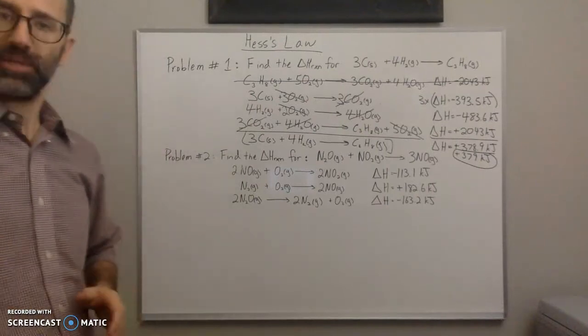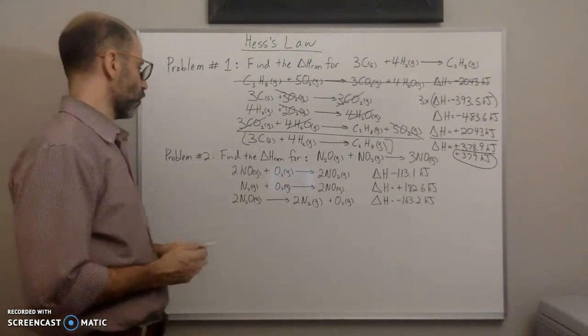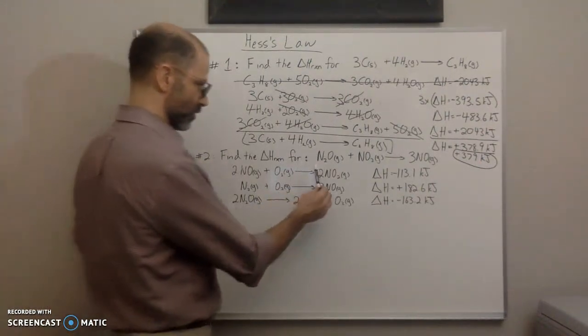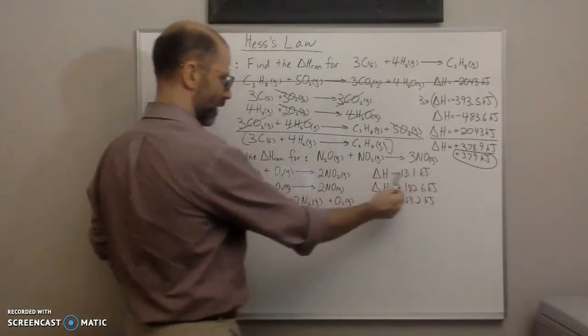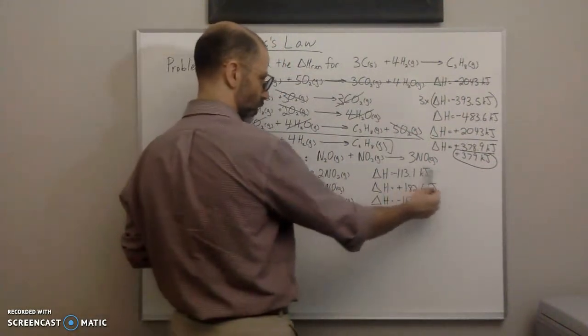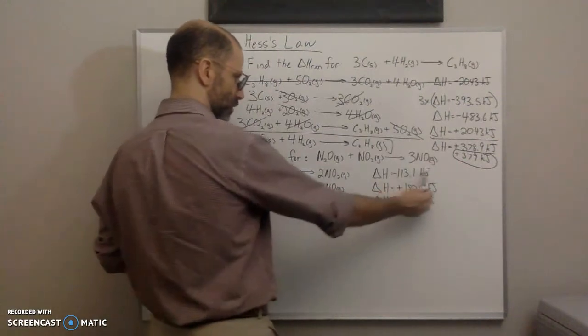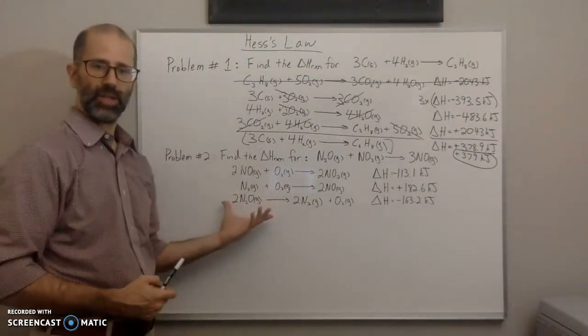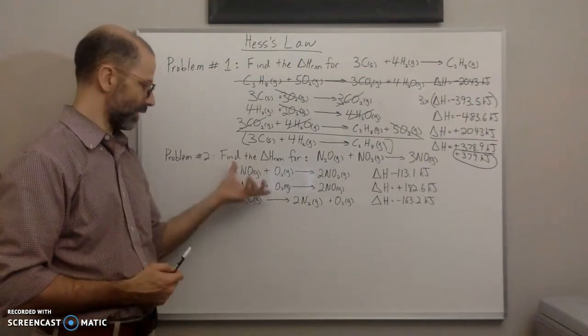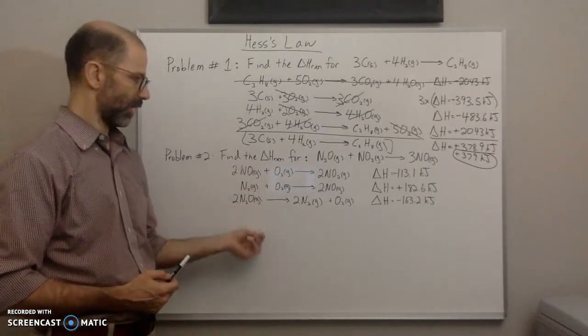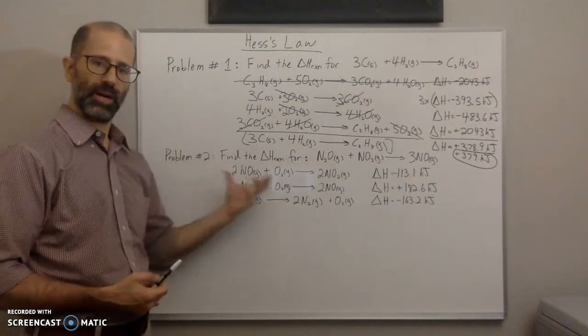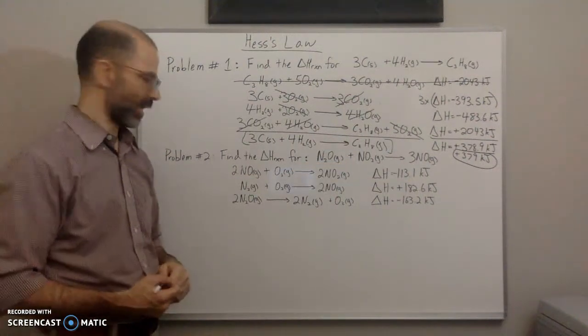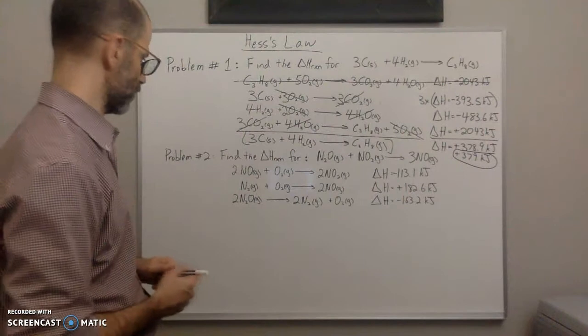The second problem is very much like it. Again, here we're given a different equation. This is our target. We want to know what the delta H, or the enthalpy or heat of reaction, is for this equation here. They give us 3 equations to work with, so our goal is to find a way to add these together to that one. So we're going to have to manipulate these again. But we have those 3 relationships.